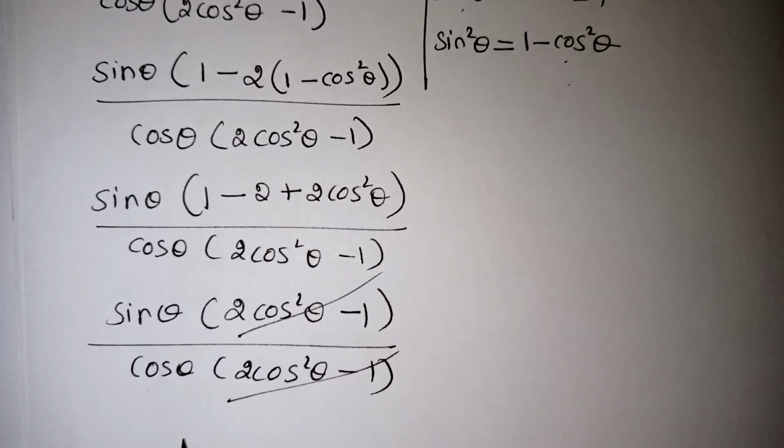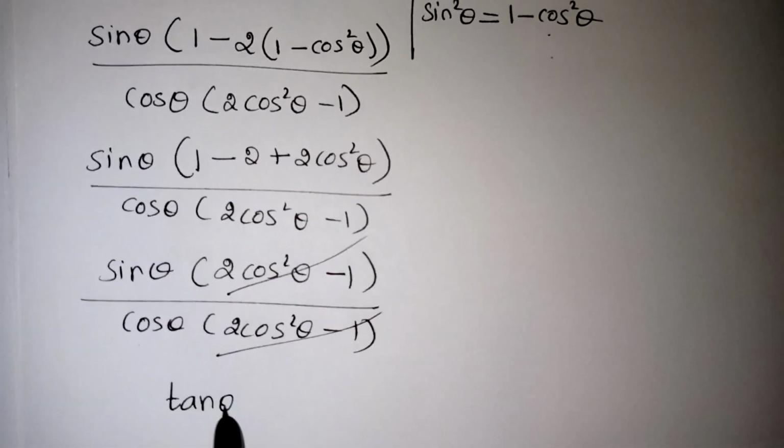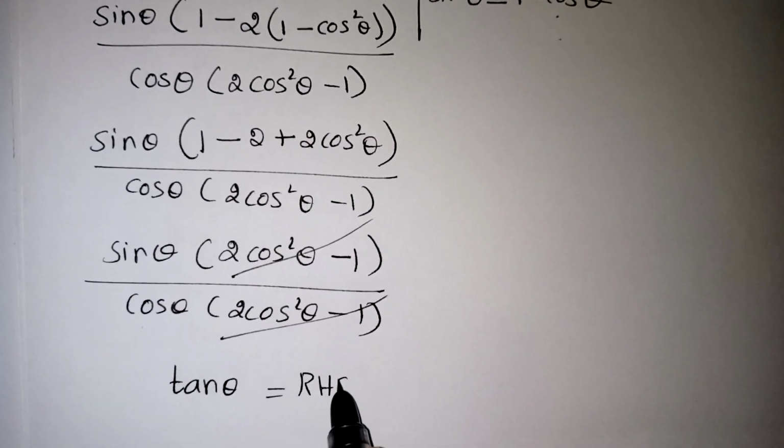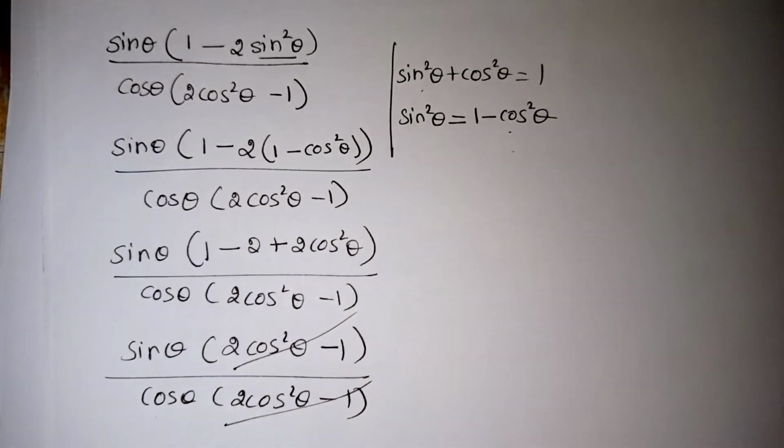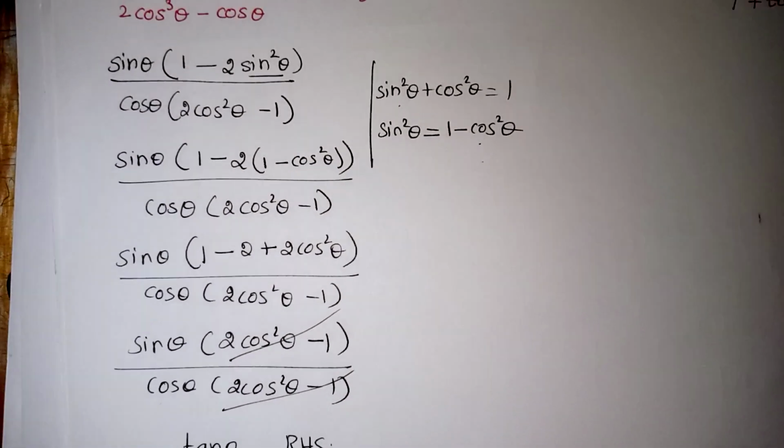So sin theta by cos theta will give you tan theta. So that is nothing but your RHS value. So we have taken the LHS, we proved the RHS. So hence proved. The first proof is over. We'll go to the 7th problem now.